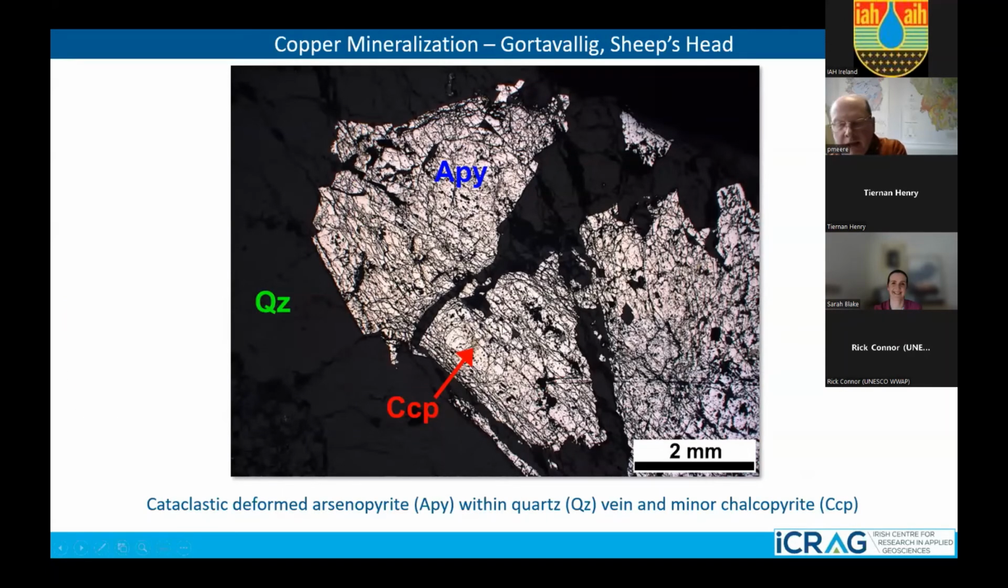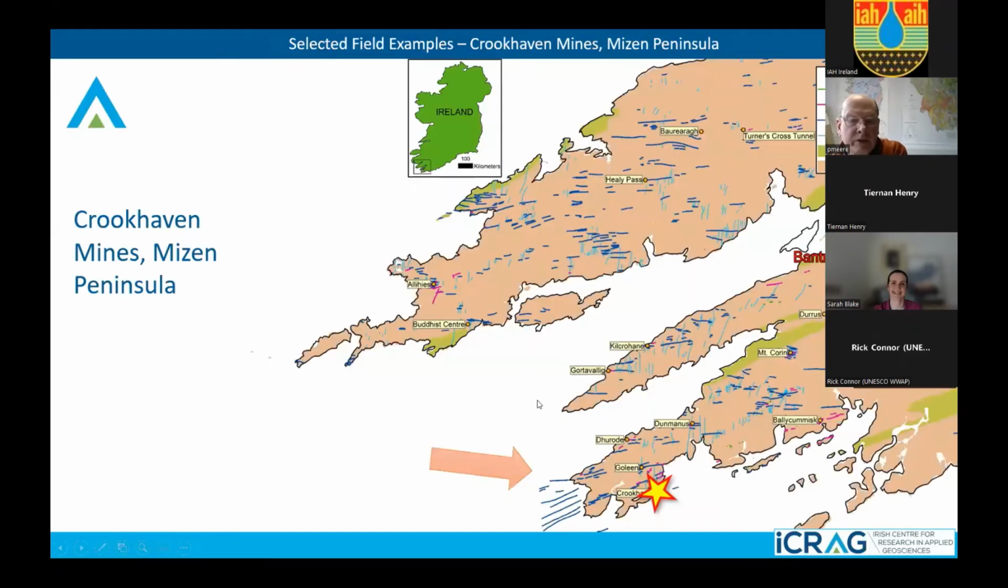This is obviously looking at the reflected light work on some of the ore minerals, and I think this is arsenopyrite and some chalcopyrite, and you just look at the highly fractured, almost brecciated nature of the material down here. So this is, again, showing us that this material underwent significant Variscan deformation.